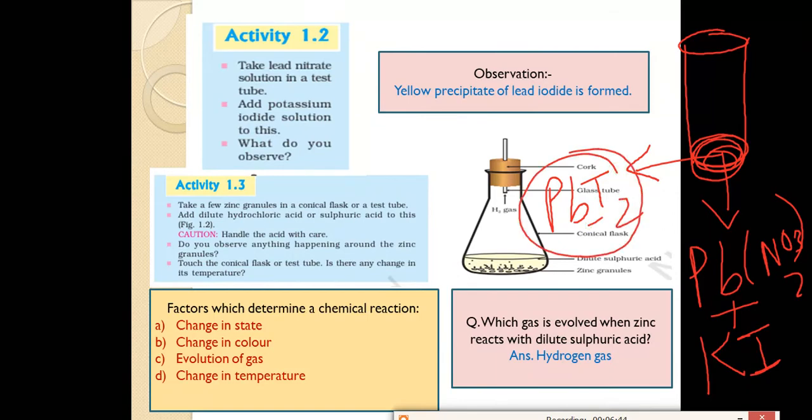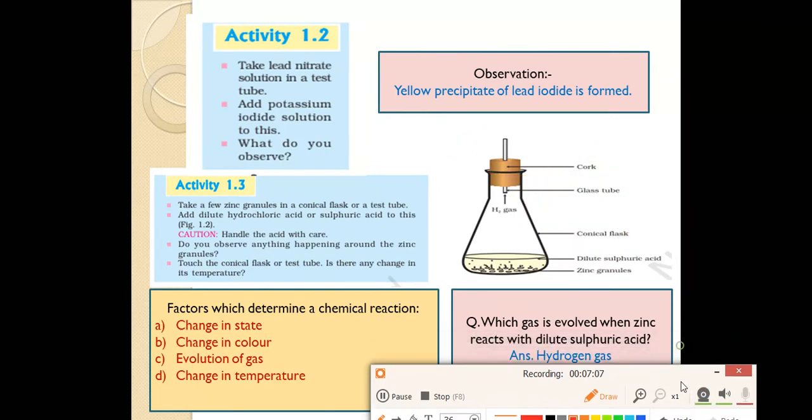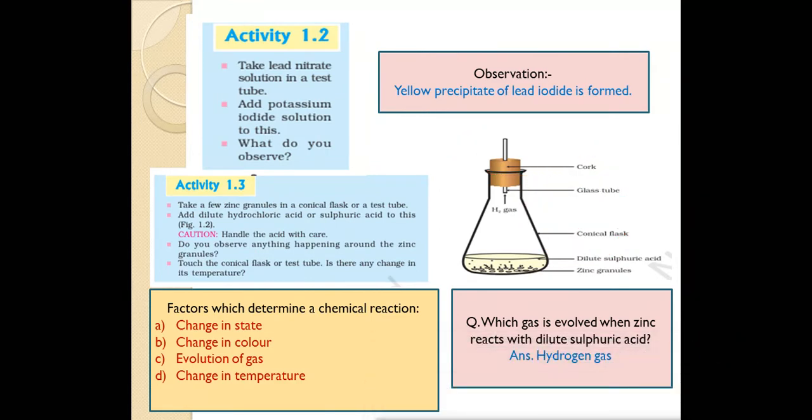तो इस एक्टिविटी में हमें क्या करना है? एक टेस्ट ट्यूब लेना है फर्स्ट ऑफ ऑल, उसमें लेड नाइट्रेट सॉल्यूशन लेना है, फिर उसमें पोटेशियम आयोडाइड सॉल्यूशन ऐड करना है. तो जब हम लोग इस दोनों सॉल्यूशन को मिक्स करेंगे तो हमें एक लेड आयोडाइड का येलो प्रेसिपिटेट मिलेगा, और वो बिकॉज ऑफ लेड आयोडाइड है. तो ये कैसा रिएक्शन है? This is an example of precipitation reaction. About precipitation reaction we'll read in the further section.